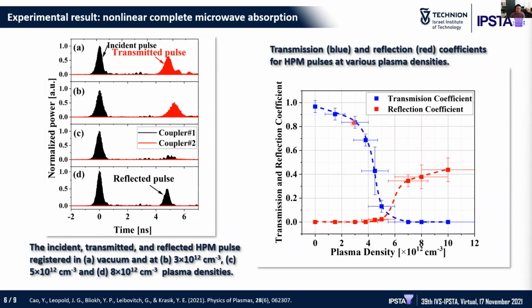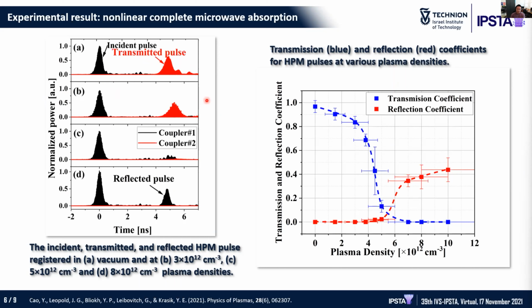We measure the incident and the transmitted microwave pulse at different preliminary plasma densities, and the reflected pulse, as I mentioned before, could also be measured by the first coupler, which is located at the entrance of the flashboard tube. So for the vacuum case, over here, we can see clearly the incident and the transmitted microwave appear without the presence of a reflected pulse.